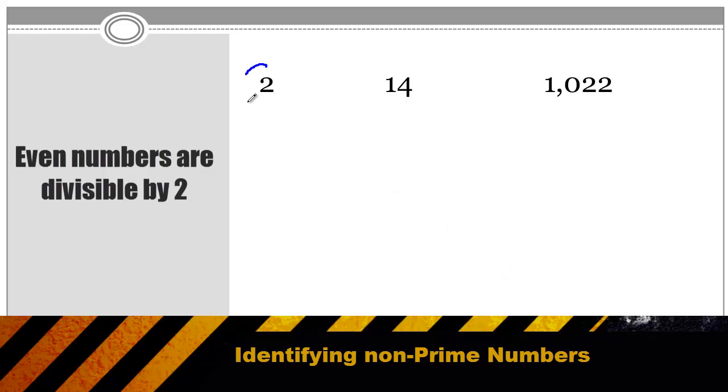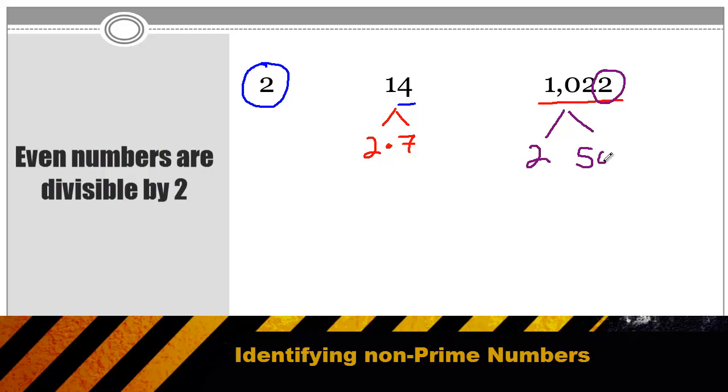For example, we know 2 is a prime number, but any number that ends in an even digit, like 14, we know is divisible by 2, which means it's not prime. So in this case, 14 breaks down to 2 times 7. While I may not know exactly what will divide into 1022 evenly, I can see that the number ends in an even digit, so I at least know that I could divide it by 2. So I know the original number is not prime. In this case, it breaks down to 2 times 511.